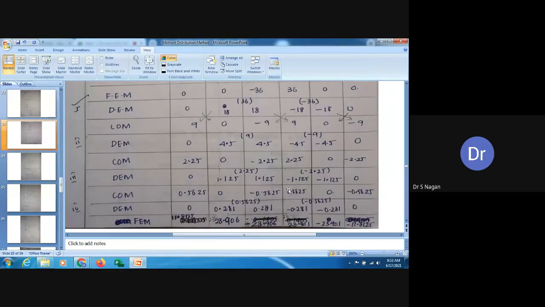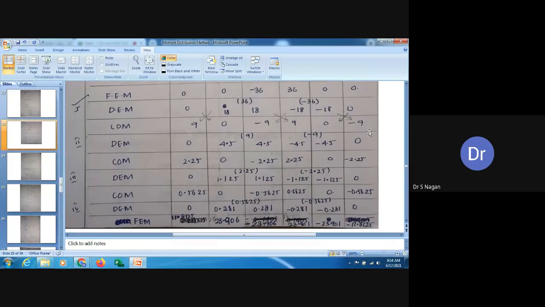So finally, how to check whether we have done the moment distribution correctly? At the fixed end, there will definitely be some moment. And at continuous joints, say at joint B and joint C, there should be a balance of moments. If I get 28.906 here, I should necessarily get minus 28.906 here. Similarly, here if I get 23.901, here I should get minus 23.901. So this is another check to see whether we have done the moment distribution process correctly. When it is done correctly, only then will we get this balance of moment at the joint.